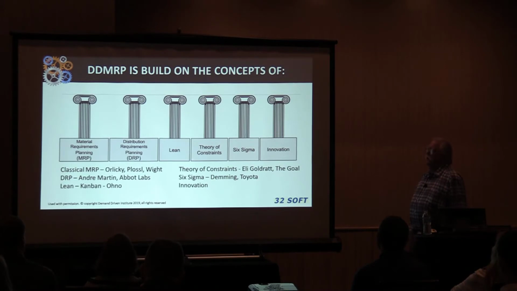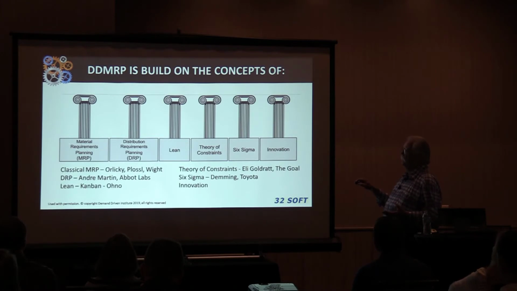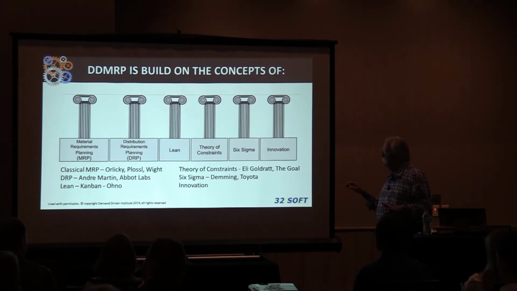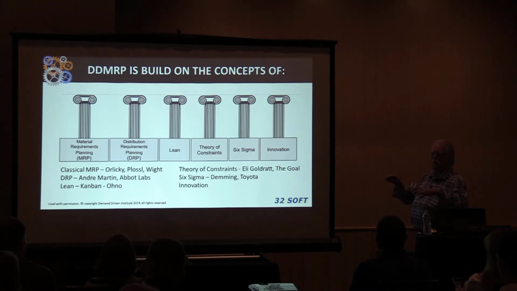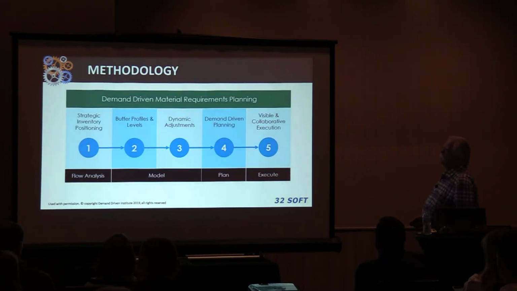So this thing called DDMRP takes material requirements planning, distribution requirements planning. Another book that you have to read if you're in materials, DRP by Andre Martin, Abbott Labs. He's the guy that invented DRP. Lean, Kanban, theory of constraints, Eli Goldratt, Six Sigma, Deming, Toyota, and then innovation. So DDMRP takes all of this information, most of it we already know about, because we in the supply chain already have this information in our toolboxes.